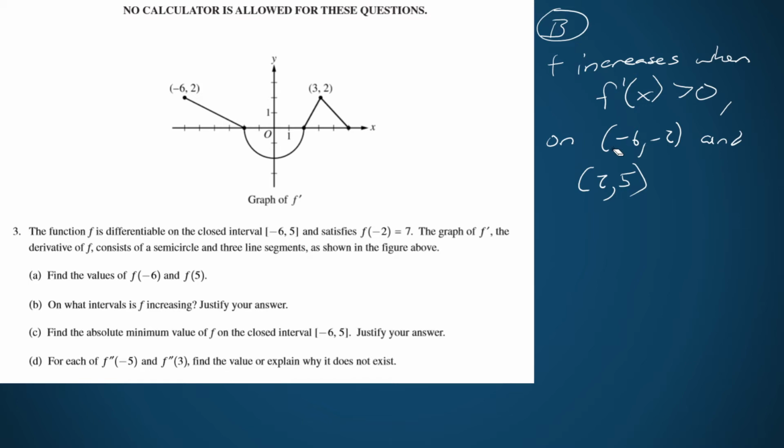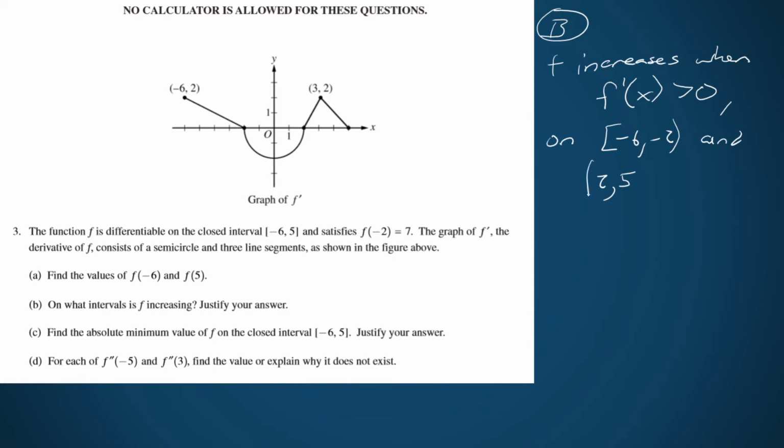So is negative 6 going to be open or closed? Negative 6 is included. We'll still be increasing since that's still a positive value. Is negative 2 included or not included? Negative 2 is actually not included. Can you tell me why? It's 0 at the point. Right. Okay, what about 2 and 5?